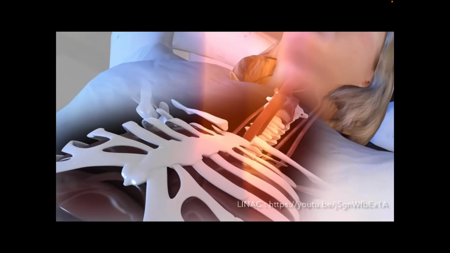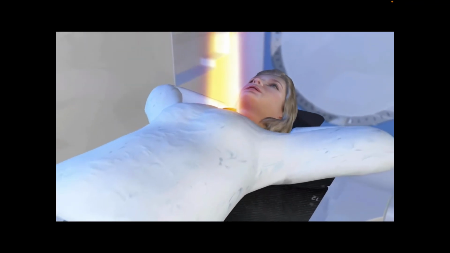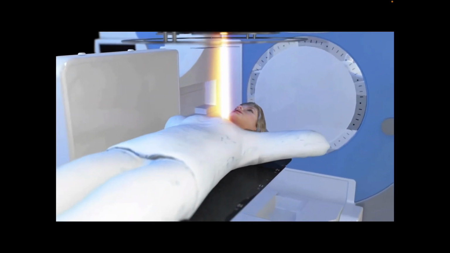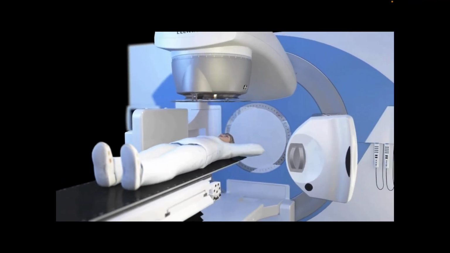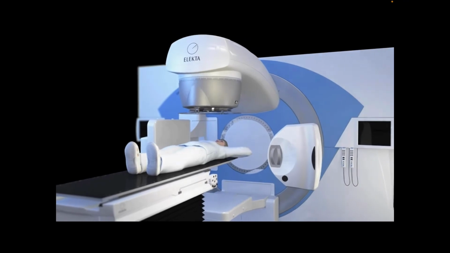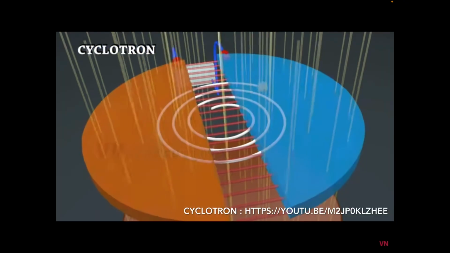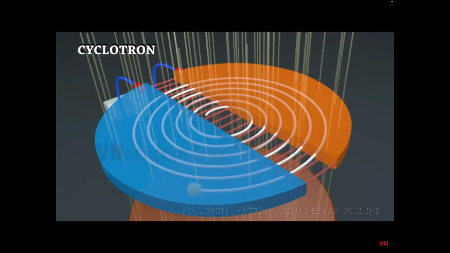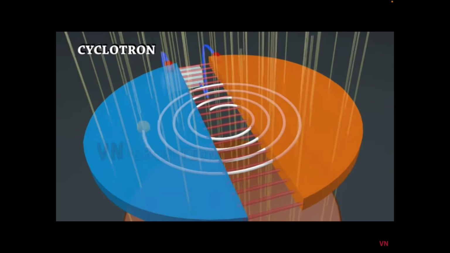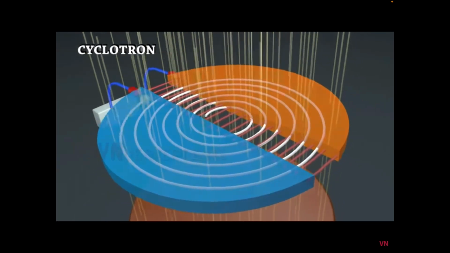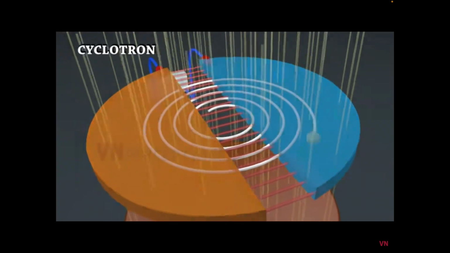The LINAC is used to treat all parts and organs of the body, especially cancerous cells, while sparing the surrounding normal tissue from higher doses of radiation. The energetic particles produced in the cyclotron are used to bombard atomic nuclei and thereby produce reactions. These reactions can be used to produce radionuclides, which can be used by medicine, industry, or research.